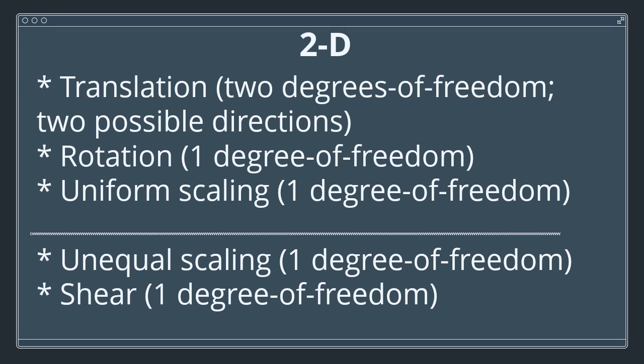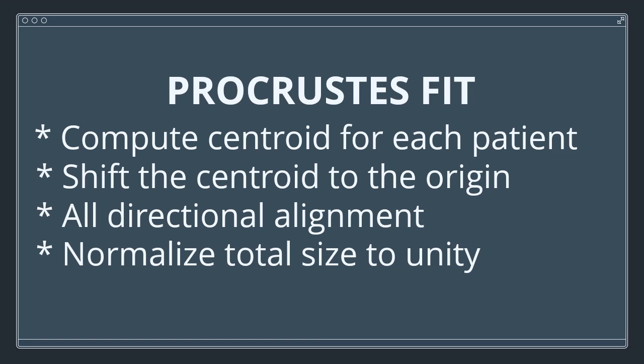So here's the 2D process. It begins with a Procrustes fit. From the landmark set of each patient, average his or her horizontal and vertical coordinates to get the centroid. Put the centroid at the origin by subtracting its coordinates from every landmark location. Doing that for both x and y takes care of the translation.